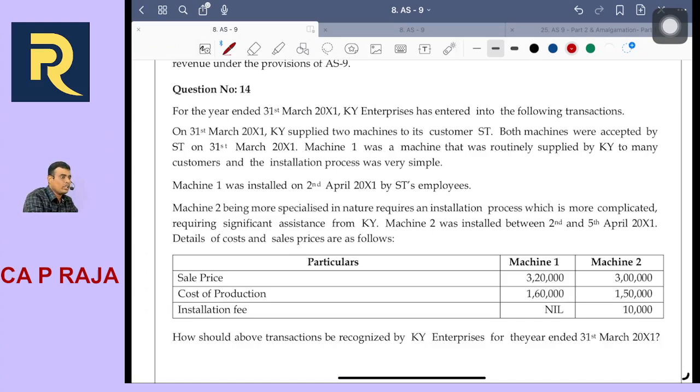See, in the second case, is it a sale or not a sale? Everybody reply to me. It is not a sale. When it is not a sale, it is goods with the customer. When it is goods with the customer, it should be at cost price only.